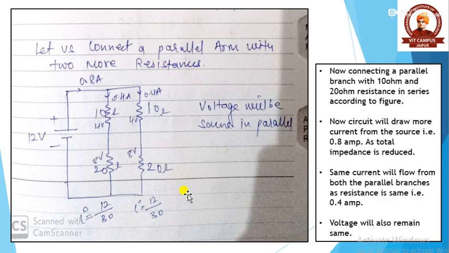Now if we connect another 10 ohm and 20 ohm resistance in parallel with the previous 10 ohm and 20 ohm resistances, then we can also calculate the current. The current remains the same in both the arms, 0.4 ampere and 0.4 ampere. The current extracted from the source is increased because the total impedance is reduced by the parallel combination. The voltage will also remain the same.